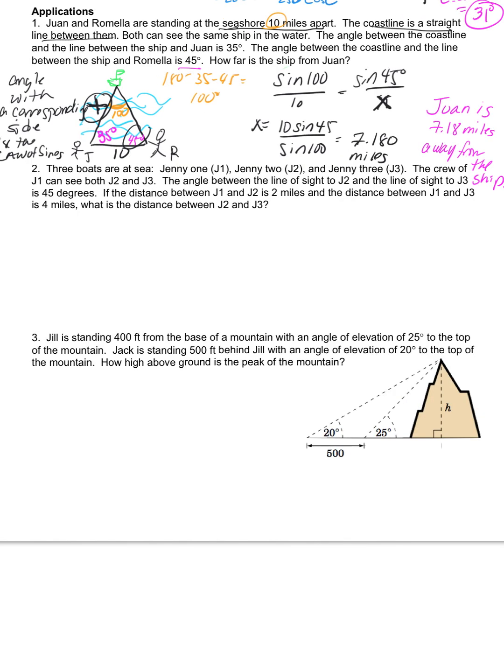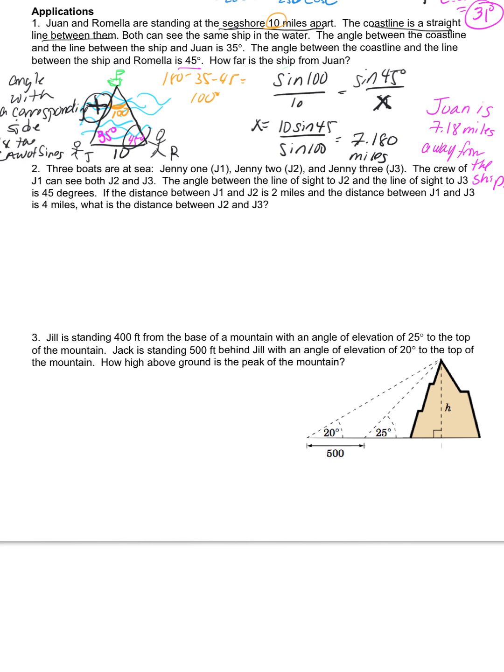Okay, we have 3 boats at sea, Jenny 1, Jenny 2, and Jenny 3. The crew of J1 can see both J2 and J3. The angle between the line of sight to J2 and the line of sight to J3 is 45 degrees. If the distance between J1 and J2 is 2 miles and the distance between J1 and J3 is 4 miles, what is the distance between J2 and J3?